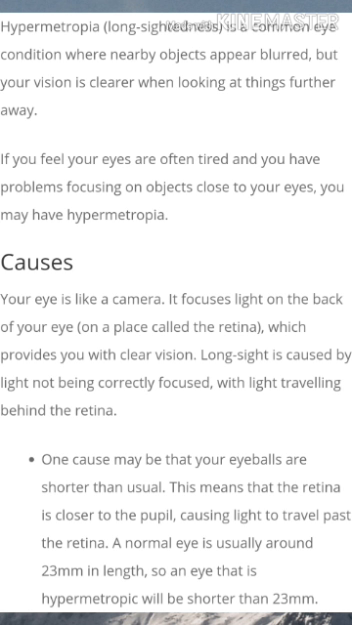Long sight is caused by light not being correctly focused, when light travels behind the retina. One cause may be that your eyeballs are shorter than usual. This means the retina is closer to the pupil, causing light to travel past the retina. A normal eye is usually around 23 millimeters in length. So an eye that is hypermetropic will be shorter than 23 millimeters.